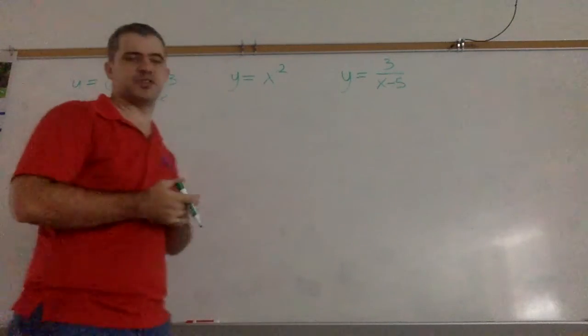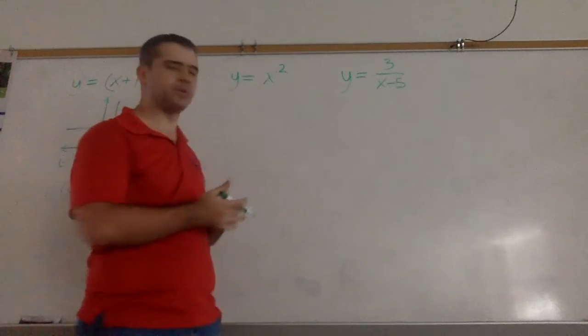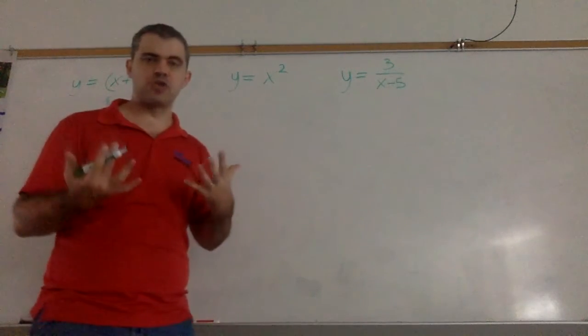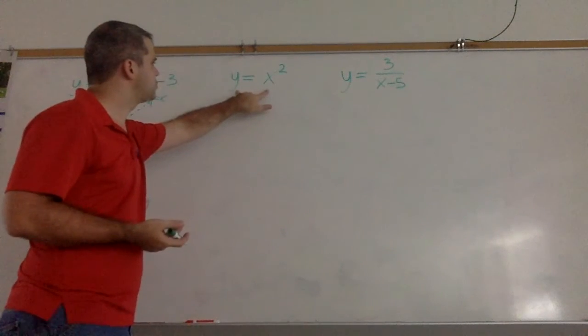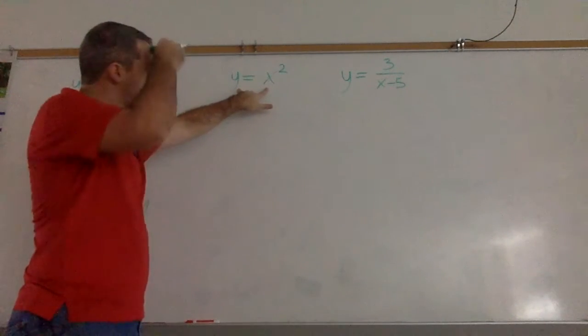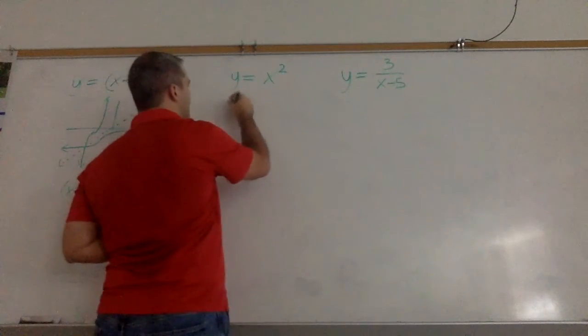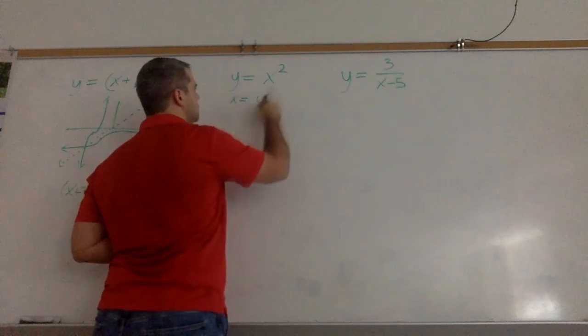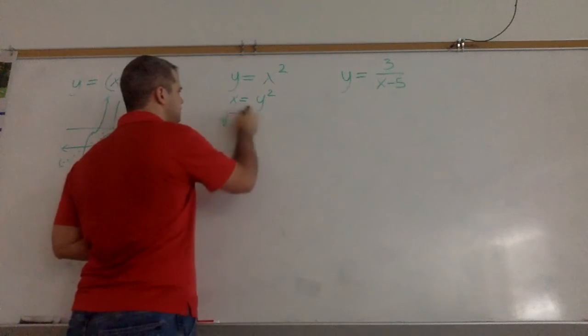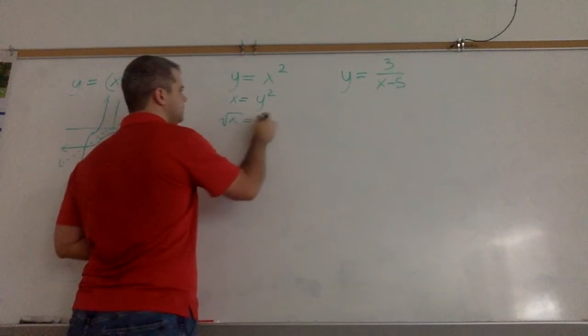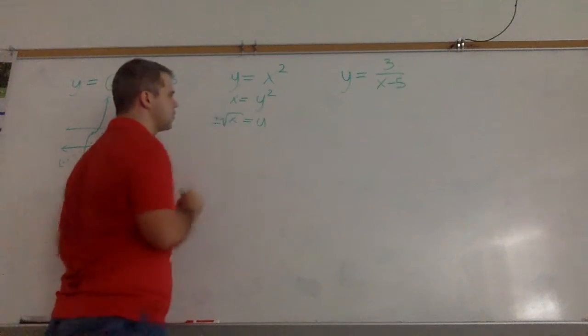Now let's take a look at this one. Now this one is a little simpler, y equals x squared. So we're going to try to find the inverse of this. Y equals x squared. So I'm going to switch my x and my y. And then I'm going to get y by itself. I'm going to take the square root on both sides.